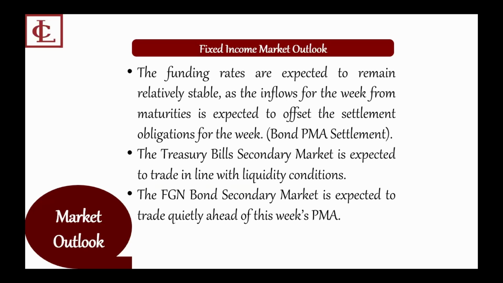Meanwhile, the FGN bond secondary market is expected to trade on a relatively subdued note, as investors adopt a cautious stance ahead of this week's primary market auction. Market participants are likely to focus on the auction's offer size, demand levels, and stop rates for further direction. Consequently, trading volumes may remain light, with investors preferring to await the auction outcome before taking significant positions across the curve. With all that being said, we believe current market conditions present attractive investment opportunities.